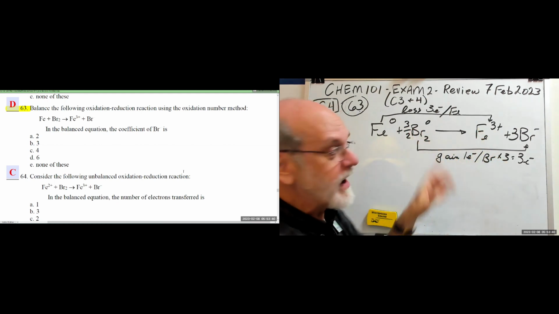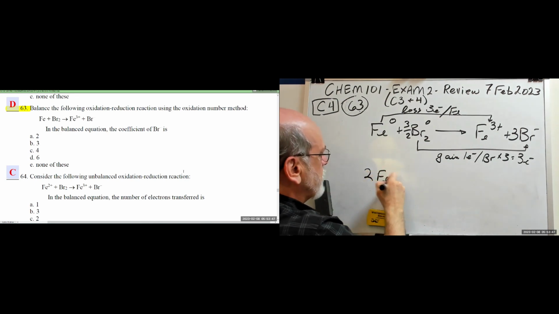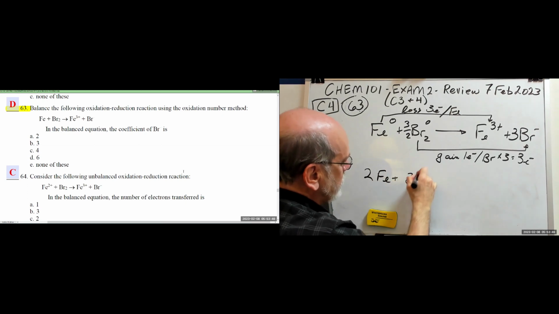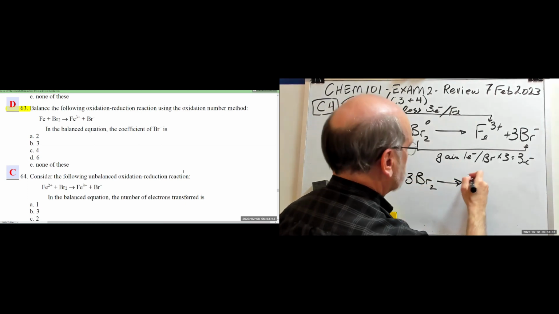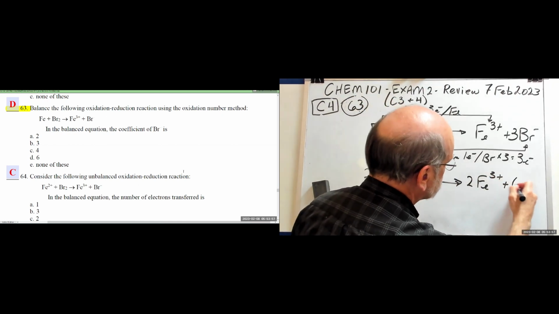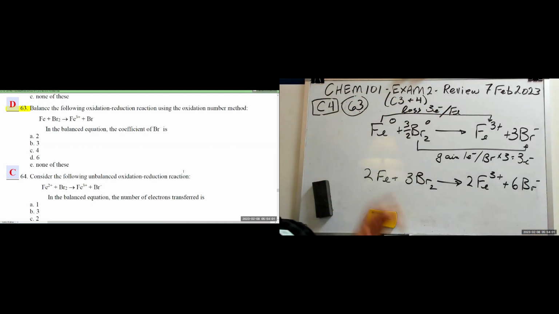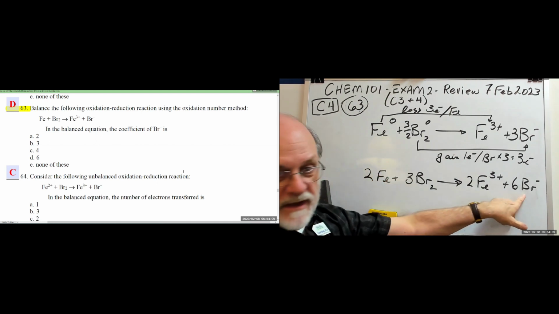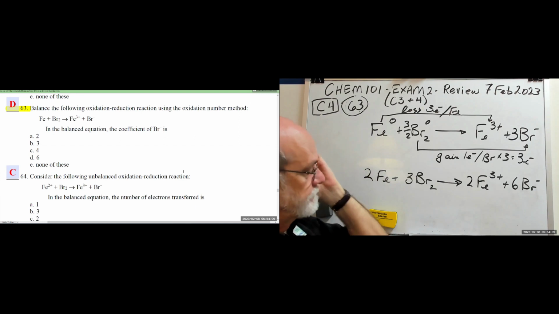Now we can get rid of that fraction. So if we get rid of the fraction, we multiply everything by 2. So we have 2 Fe plus 3 Br2 yields 2 Fe 3 plus 6 Br minus. And that's balanced. So the coefficient for Br minus is 6. That's one way to do it.